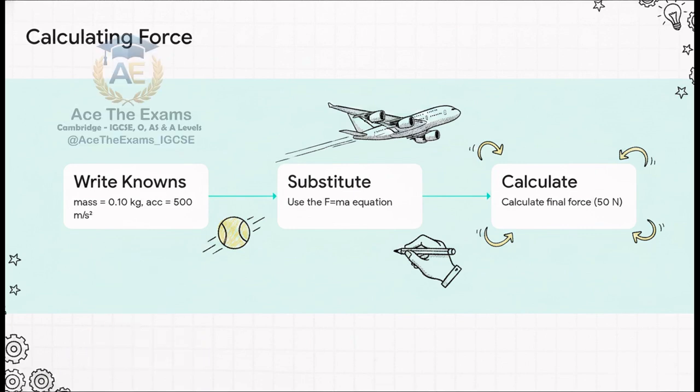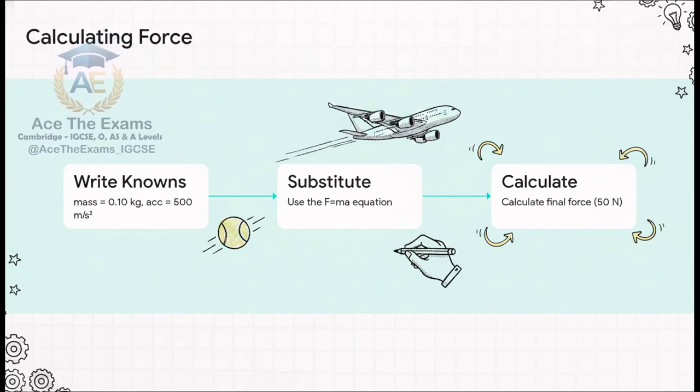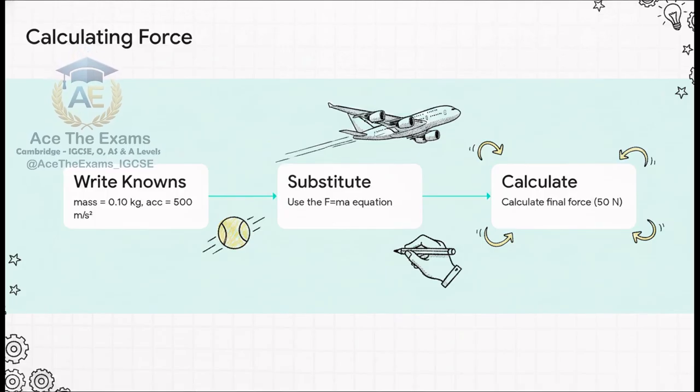State the equation and substitute your numbers. Force equals mass times acceleration. F equals m times a. Step 3. Calculate and state the final force with its correct units. 0.10 multiplied by 500 equals exactly 50 newtons.